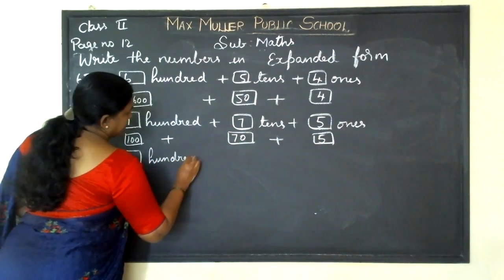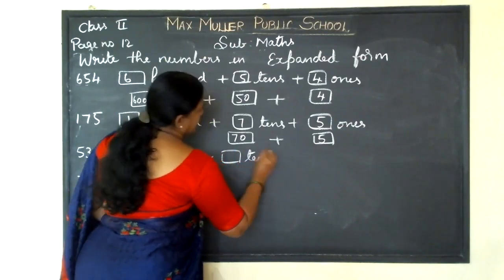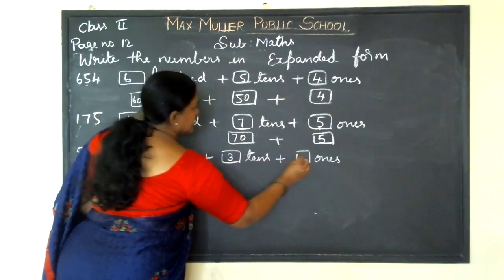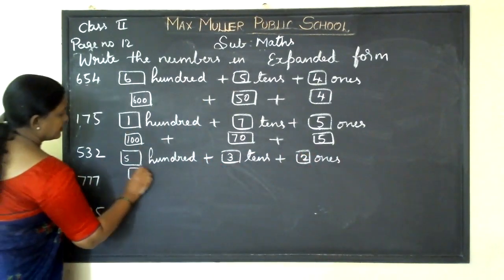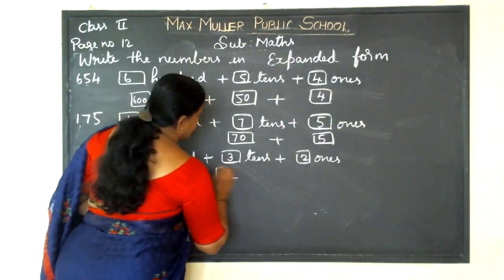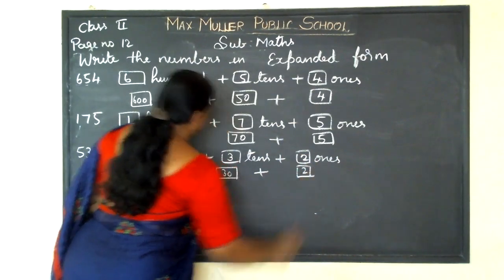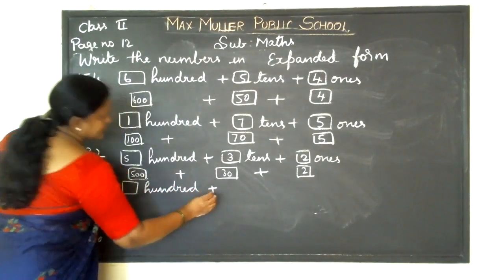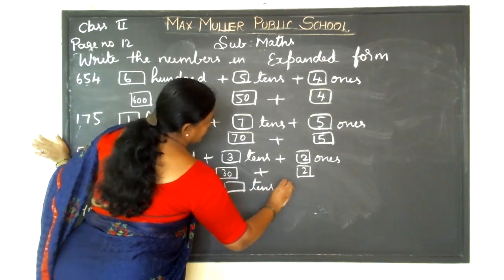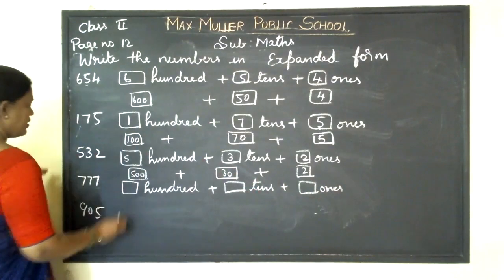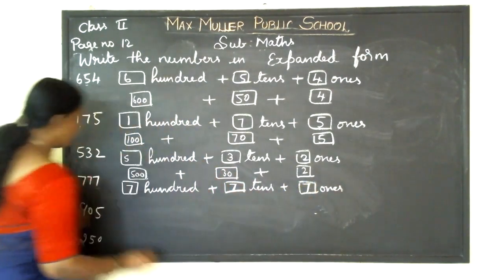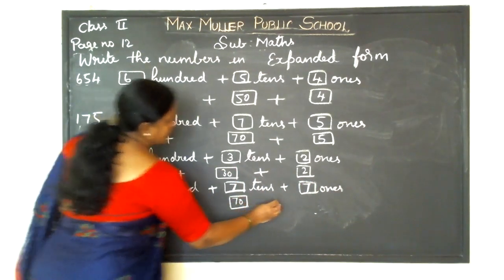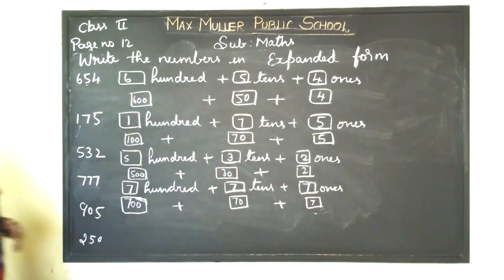500 plus tens, 500, 3 tens, 2 ones. Yeah, 500, 30 plus 2, 532. 100 plus, yes, 700 plus 70 plus 7, 777.